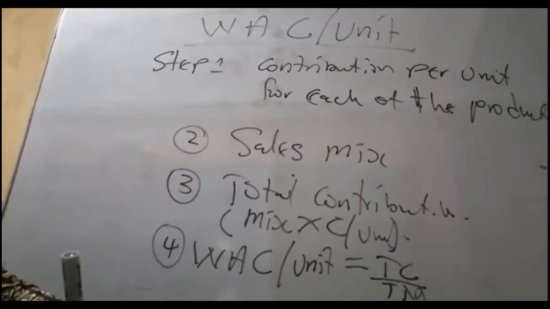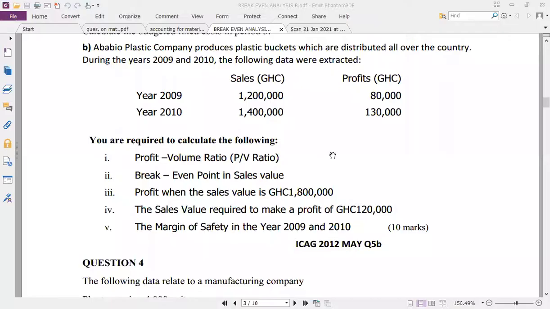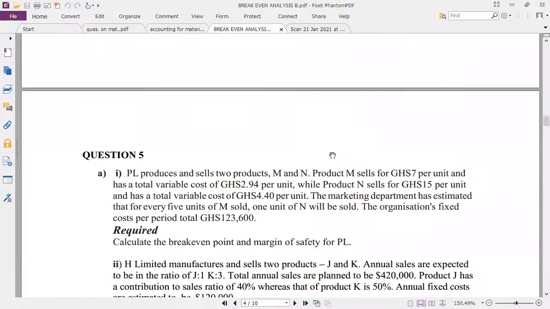So we'll pick a nice question and do justice to it. Now let's back this with an illustration. So let's pick a nice illustration. Let's look at question 4. Calculate the break-even point and margin of safety. Please, you can't do the margin of safety. There's no information available.